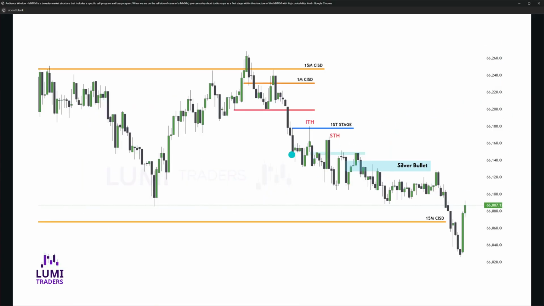Here's an example on Bitcoin. We got a 15-minute order block. We got a 1-minute change in the state of delivery. Once again, why did I use 2 candles? Because this candle was the very first candle that brought us to this 15-minute change in the state of delivery. The 2 candles are on the 1-minute order block right here.